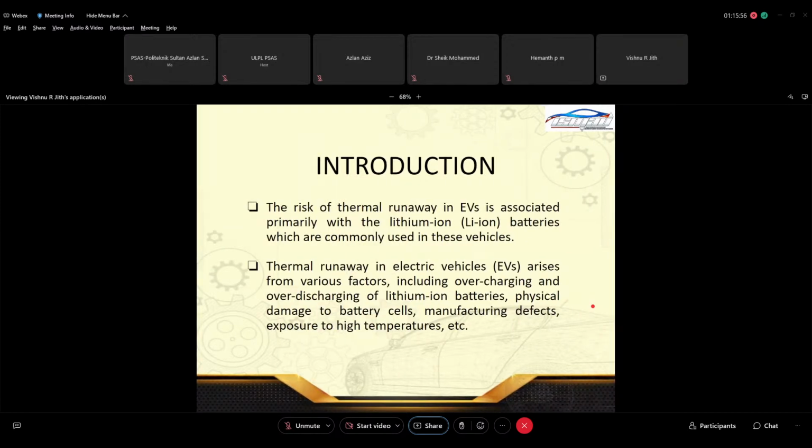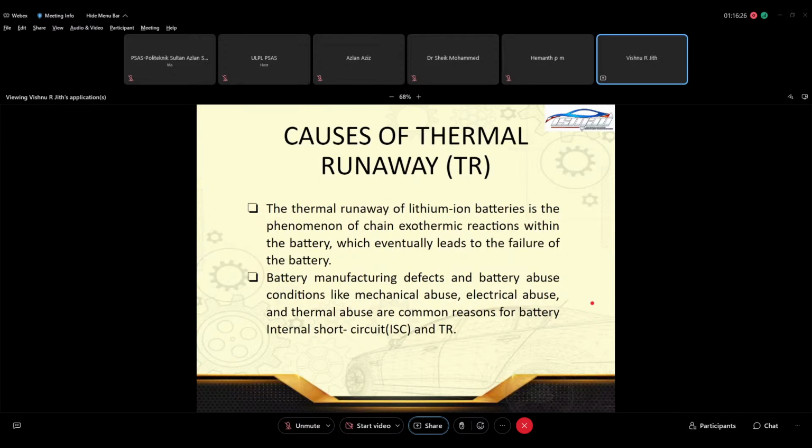So the risk of thermal runaway in EVs is associated primarily with lithium-ion batteries, which are commonly used in electric vehicles. Thermal runaway in electric vehicles arises from various factors, including overcharging and over-discharging of the lithium-ion battery, physical damage to the battery, manufacturing defects, or exposure to high temperature, etc. So, the causes of thermal runaway.